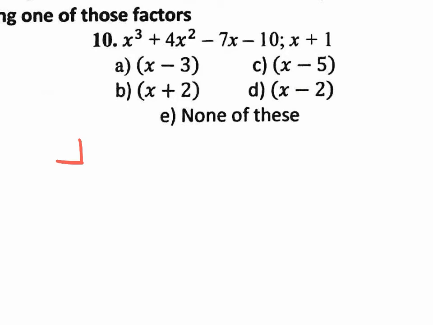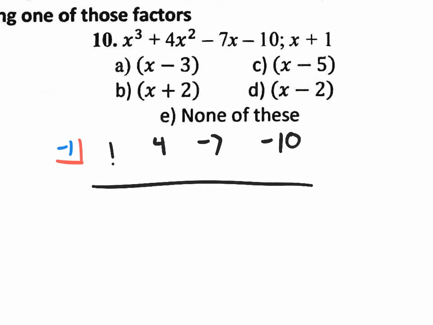What goes inside of the box? Negative 1. Again, because this is a binomial, if you were to set it equal to 0 and subtract 1, x would equal negative 1. That's why we're plugging in a negative 1. Make sense? Okay. What are the coefficient values? 1, 4, negative 7, negative 10. Perfect.